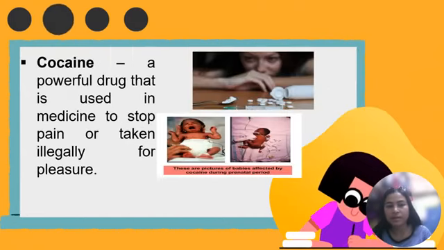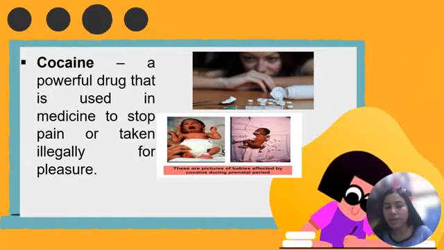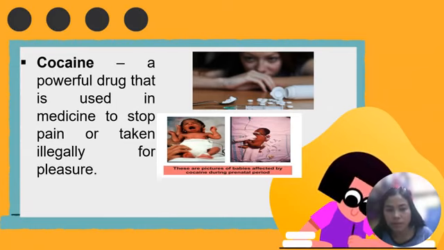So the second is cocaine. Cocaine is a powerful drug that is used in medicine to stop pain or taken illegally for pleasure. So if the pregnant woman is taking cocaine or a drug, the baby would result like this. The baby during his pregnancy period had effects.